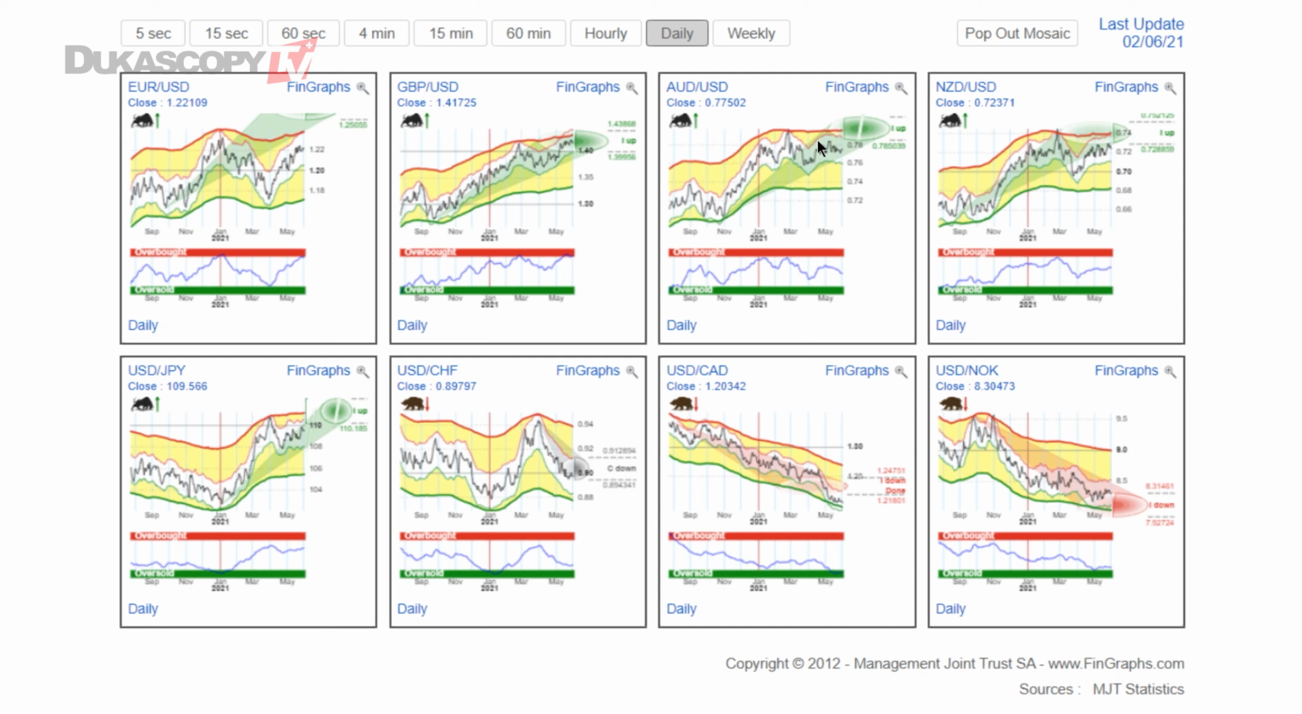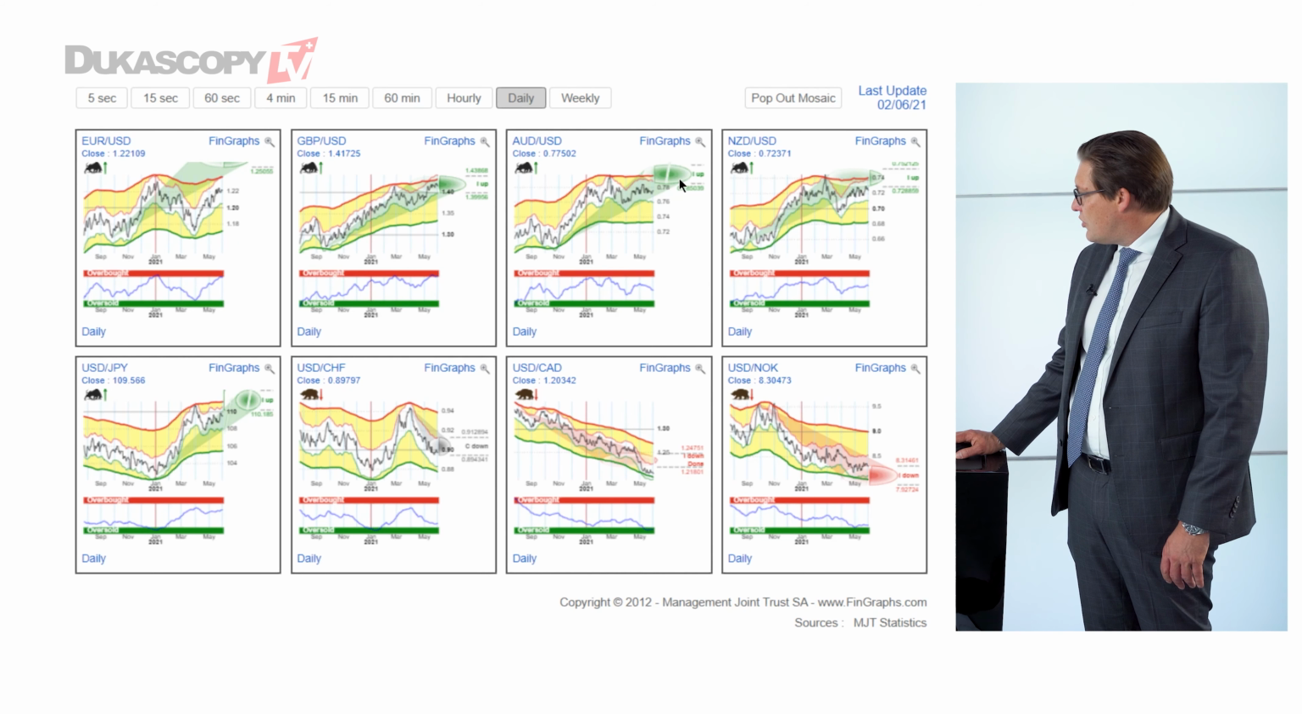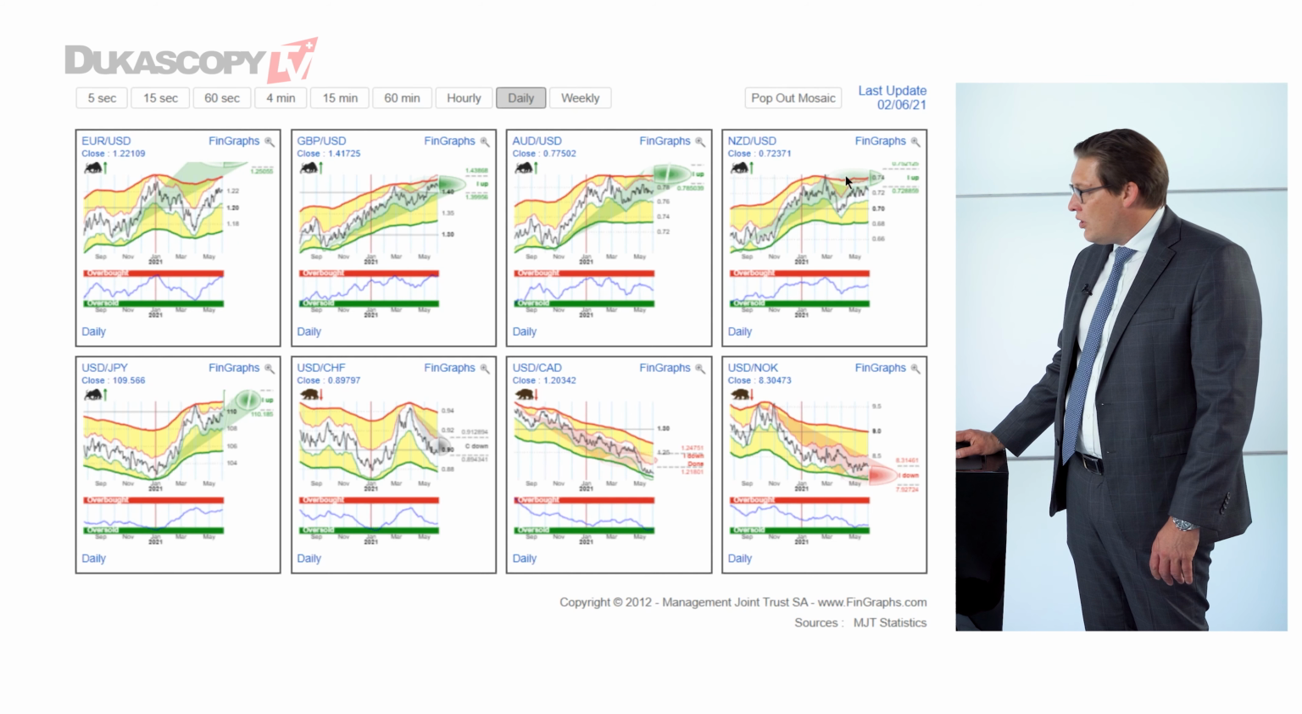The Australian dollar seems to be in some kind of a divergence, which could lead us down for a continuation of the correction that started back in March. It has also reached its impulsive targets to the upside. Likewise with the New Zealand dollar.